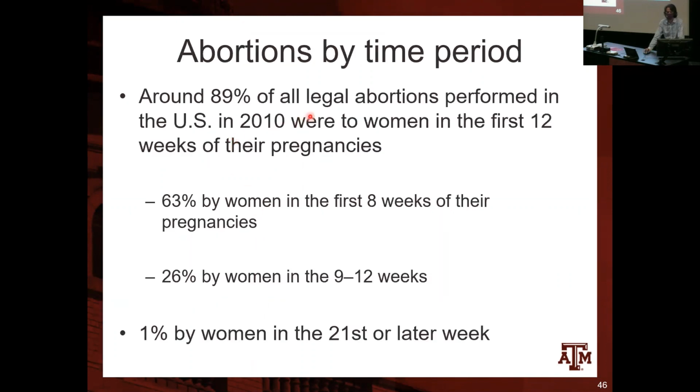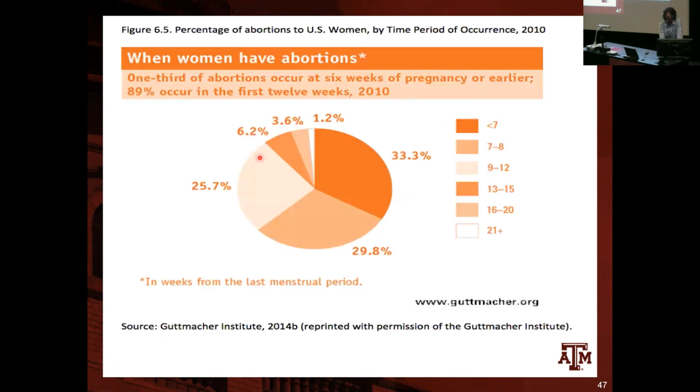Around 89% of all legal abortions performed in the US were to women in the first 12 weeks, so within the law. Within 3 months, right? And that's this result here. Getting all these numbers together, 1/3 of abortions occurred at 6 weeks of pregnancy or earlier, this 33, and 89% occur in the first 12 weeks, adding this 33 to this one and this one. So really following the law of having abortion at earlier times, like in the first 3 months.